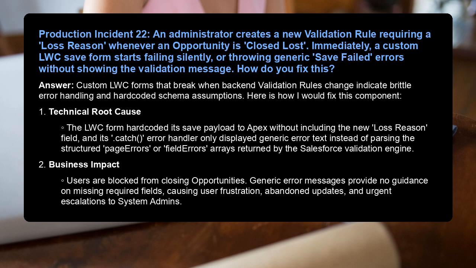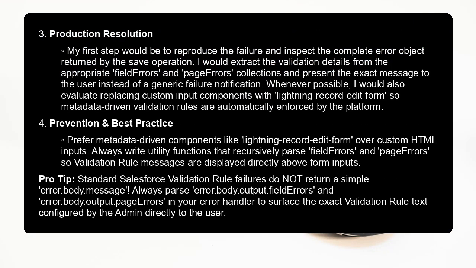2. Business impact. Users are blocked from closing opportunities. Generic error messages provide no guidance on missing required fields, causing user frustration, abandoned updates, and urgent escalations to system admins. 3. Production resolution. My first step would be to reproduce the failure and inspect the complete error object returned by the save operation. I would extract the validation details from the appropriate field errors and page errors collections and present the exact message to the user instead of a generic failure notification.